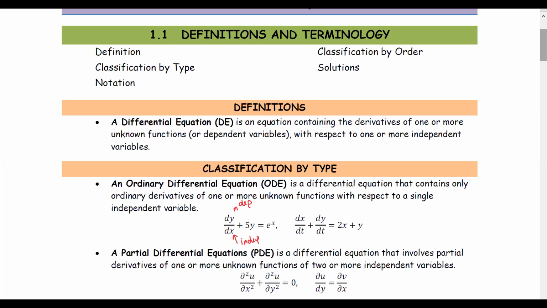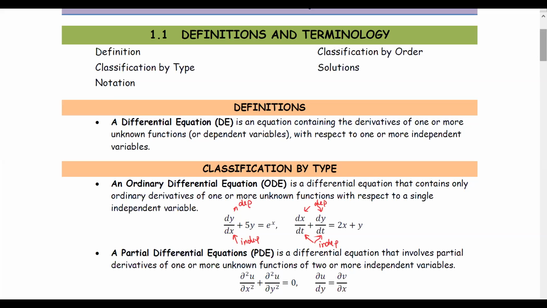The second equation, dx/dt plus dy/dt equals 2x plus y. x and y are dependent variables, while t is the independent variable.